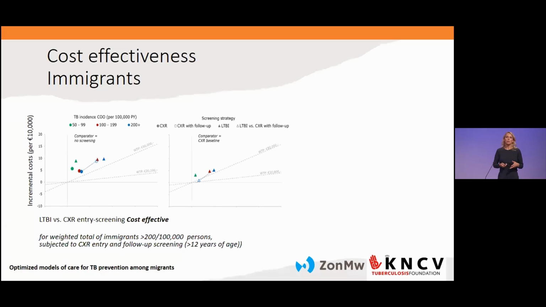The cost effectiveness results for the immigrants show that the LTBI screening, compared to the current chest X-ray screening policy, is only cost effective for immigrants coming from countries with a TB incidence of more than 200 per 100,000. This can be explained by the fact that those immigrants are not only targeted for TB entry screening, but also for TB follow-up screening. So the LTBI screening replaces both TB entry and TB follow-up screening and hence is cost effective. Whereas in the groups coming from countries with a lower TB incidence, this is not the case. The LTBI screening would only replace chest X-ray entry screening. In these groups, LTBI screening was not found cost effective.